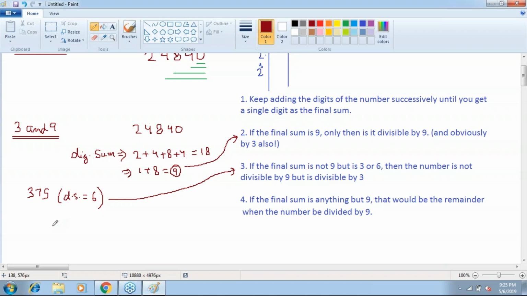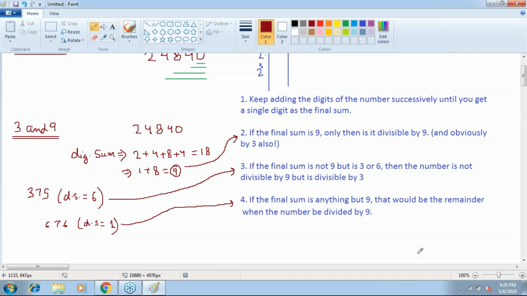Now let us see 676. What is the digit sum of this number? 6 plus 6, 12, plus 7, 19. 19 is 9 plus 1, 10. 10 is finally 1. So 1 will be the remainder if the number is divided by 9 or by 3.